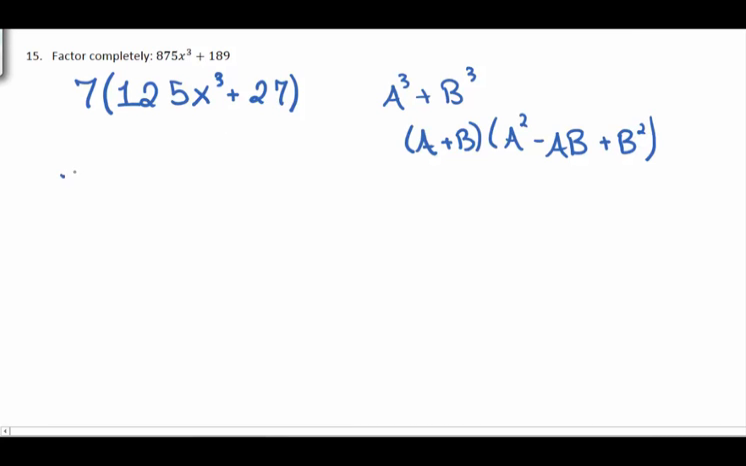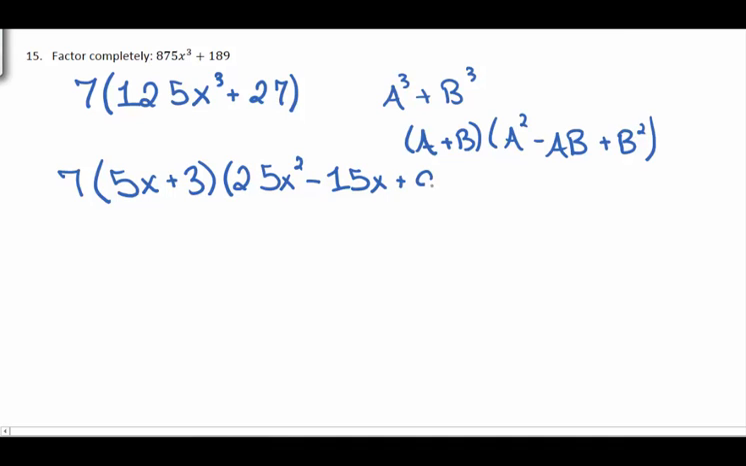So here, a would be 5x, and b is 3. So 5x plus 3, times 25x squared minus 5 times 3 is 15x, plus 3 squared, which is 9.